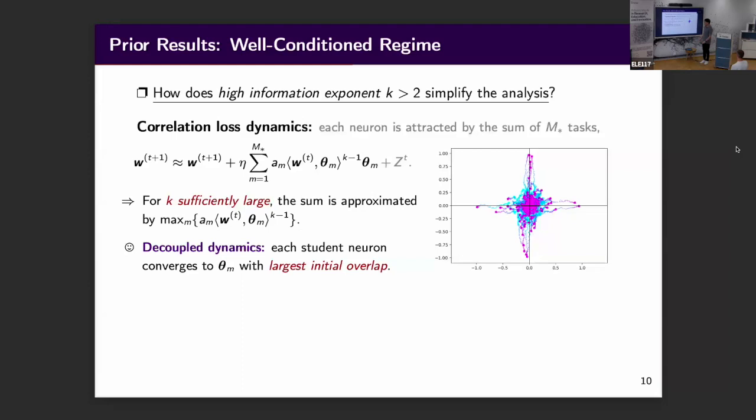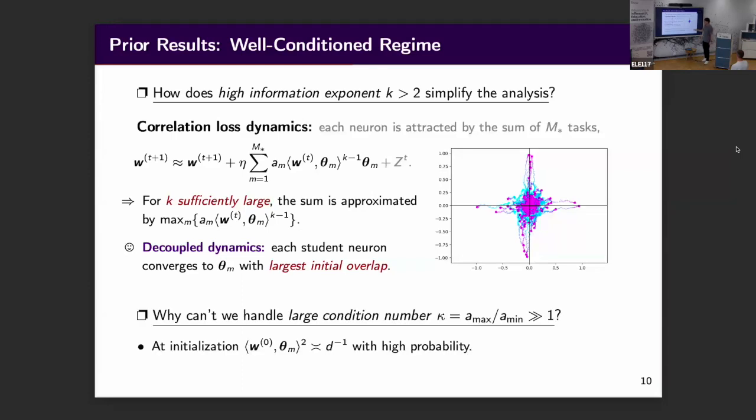And so why is this not able to handle large condition number? It's because at initialization, the overlap between the student and the teacher model is going to concentrate at basically 1 over d. Right? In high dimension, you have at most log d fluctuation. But if you look at the sum, you have the second layer coefficient a_m times this inner product. So let's say I have 2 teacher neurons where a_m differs by poly d.